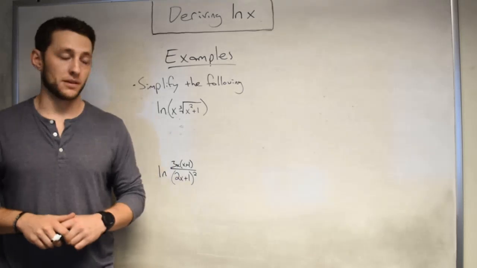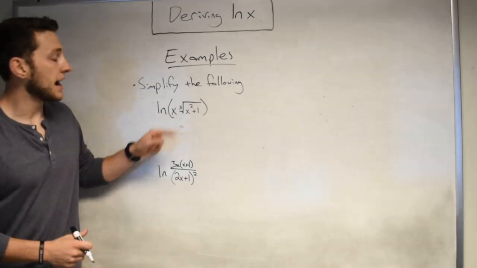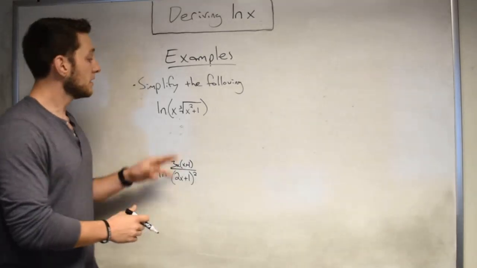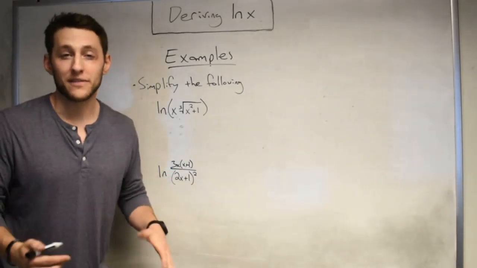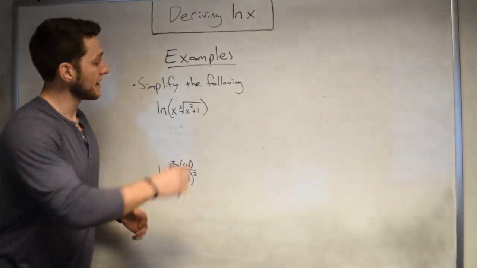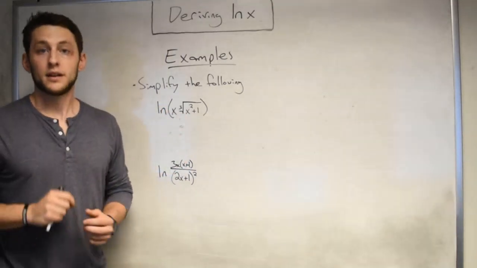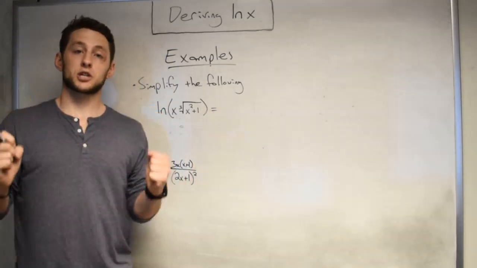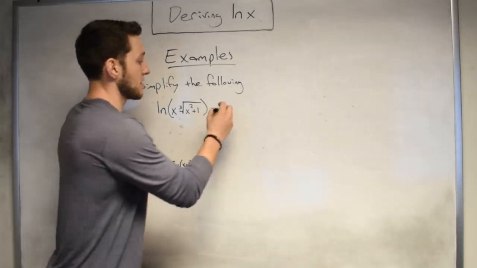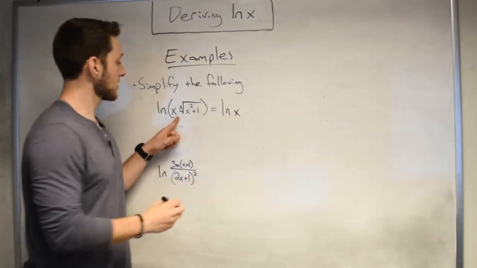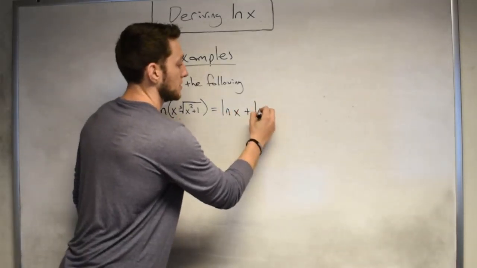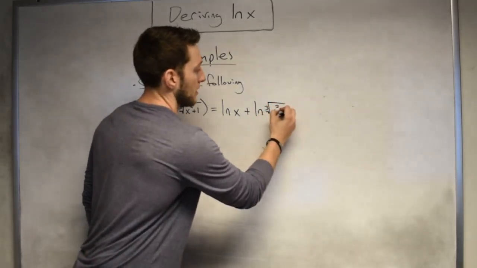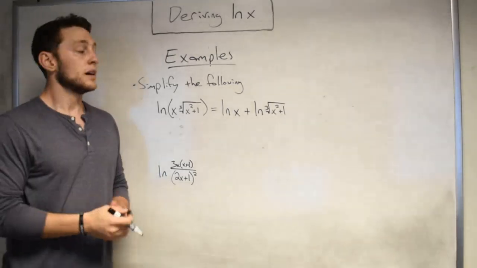Simplify the following logarithm. Natural log of x times the cube root of x squared plus 1. Well, the first thing that I noticed, and just like we do with deriving, think big picture first, is I have something times something. So I could rewrite that. Remember, multiplication on the inside is addition on the outside. So we could rewrite this as natural log of x plus the natural log of the cube root of x squared plus 1. And we're not done yet.